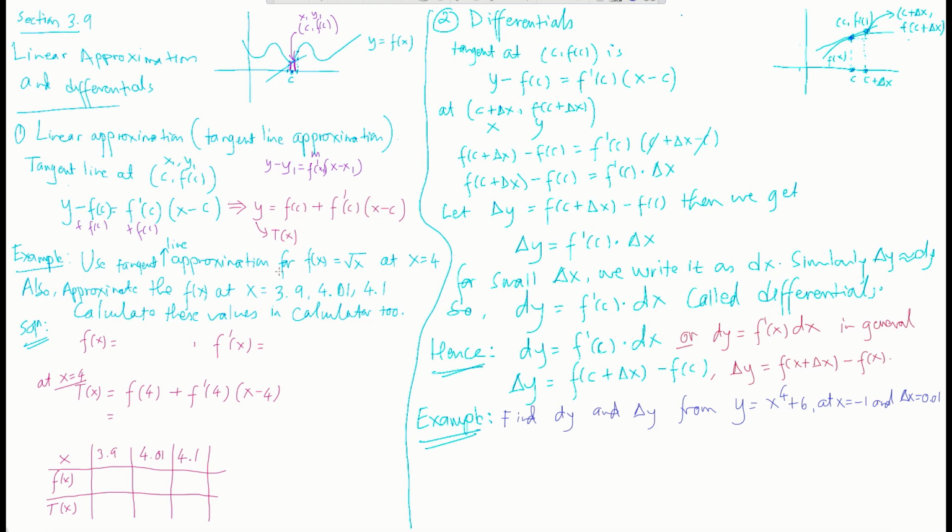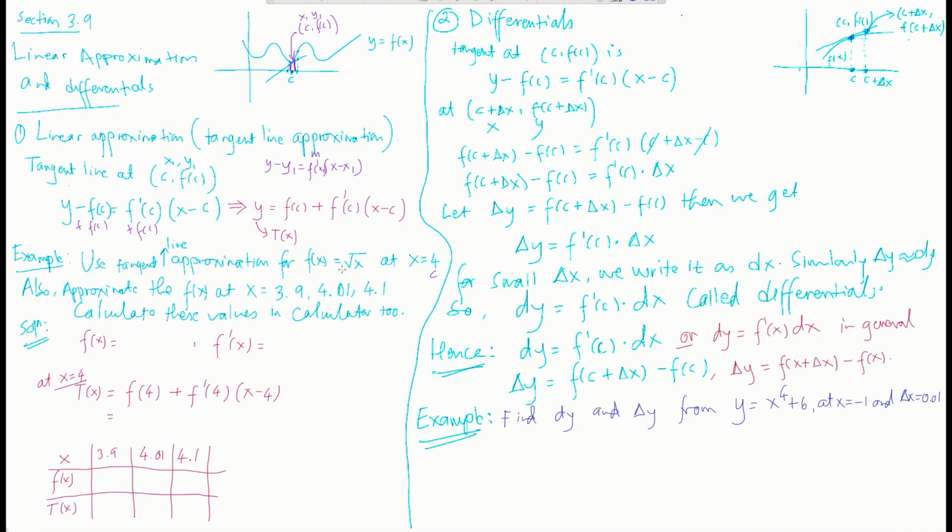Okay, let's see one example. Use tangent line approximation for f(x) equals root x at x equals 4. So this 4 is basically the c, right? Also approximate the value of f(x) at x equals 3.9, 4.01, 4.1, and so on.